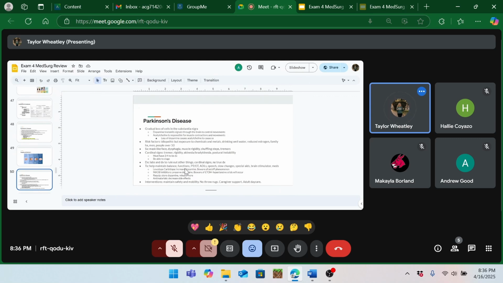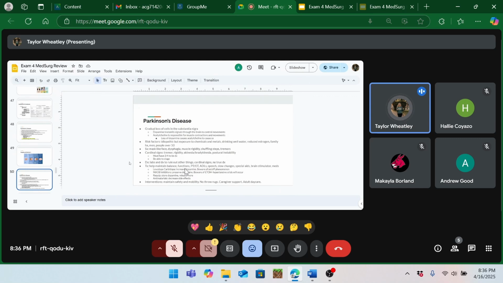The risk factors I feel like were on the exam: people over 50, people who have been exposed to chemicals and metals, family history, men, but it is idiopathic. We don't have a true thing that causes it. These can just increase the risk.